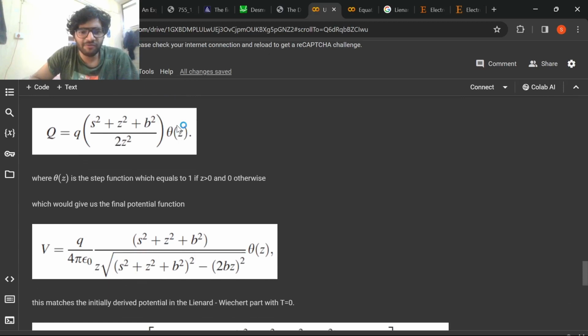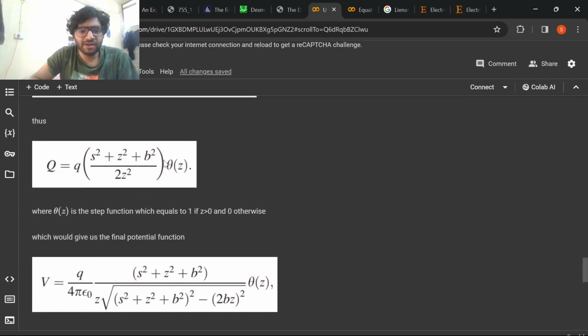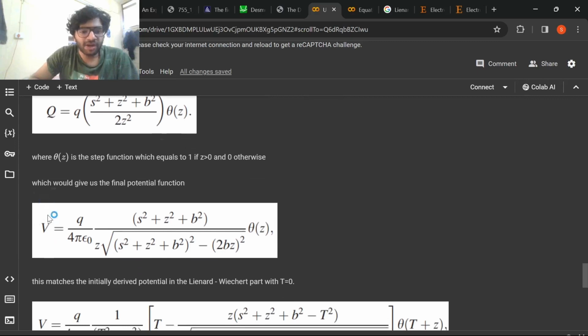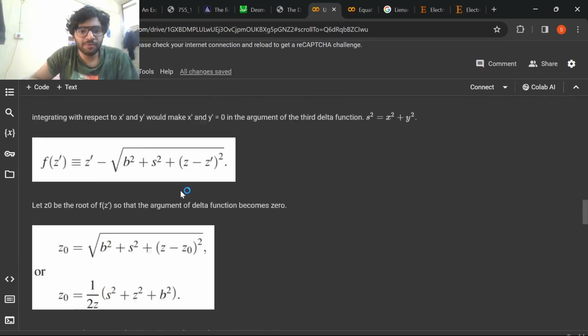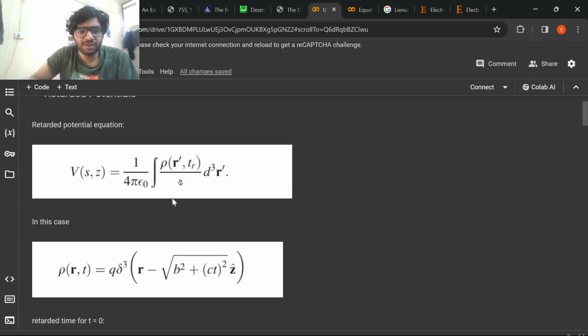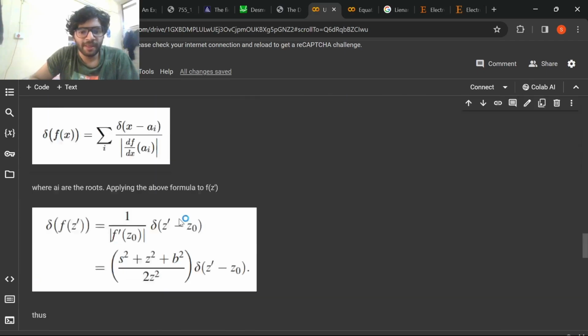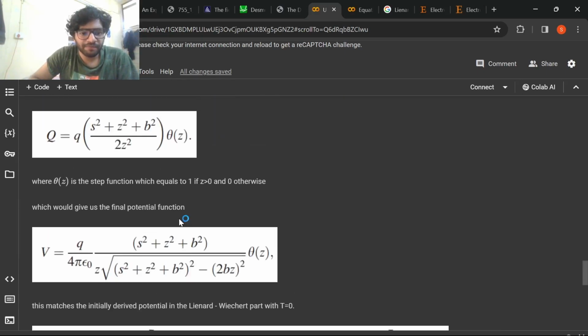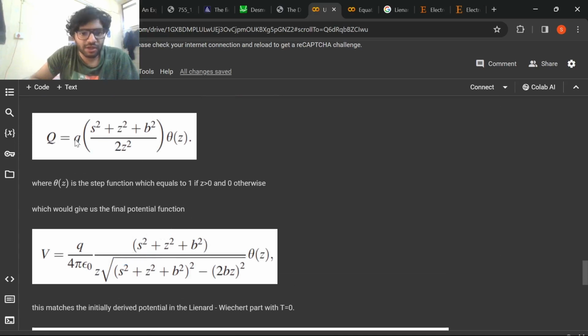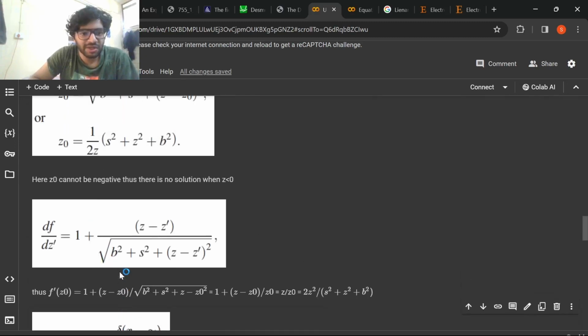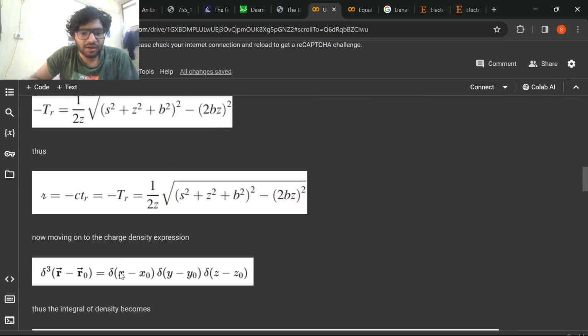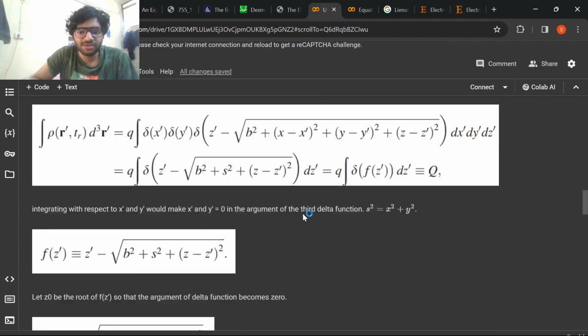And here theta is the step function. When z is greater than 1, it's 1, and if z is negative, it will be 0. And this will give us the potential function, which is equal to 1 by 4 pi epsilon, and you have the rho by r. So we have the rho, which is q into s square plus z square plus b square by 2z square, and then we have the r, which we derived before, this 1 by 2z root over s square plus z square plus b square whole square minus 2bz the whole square.